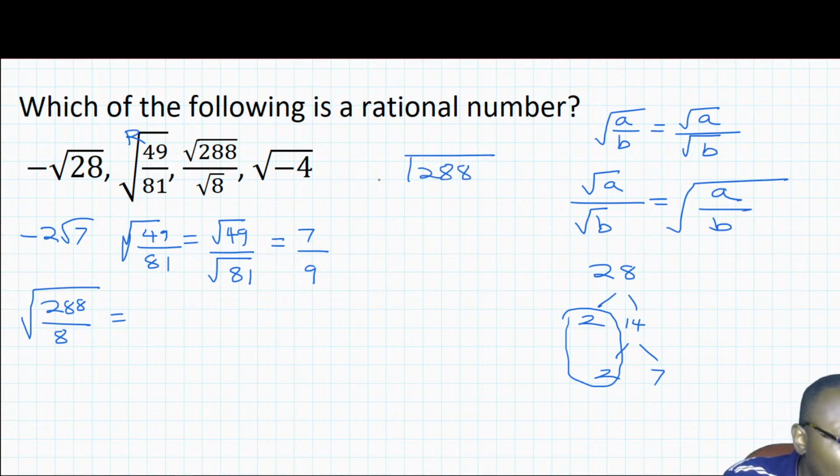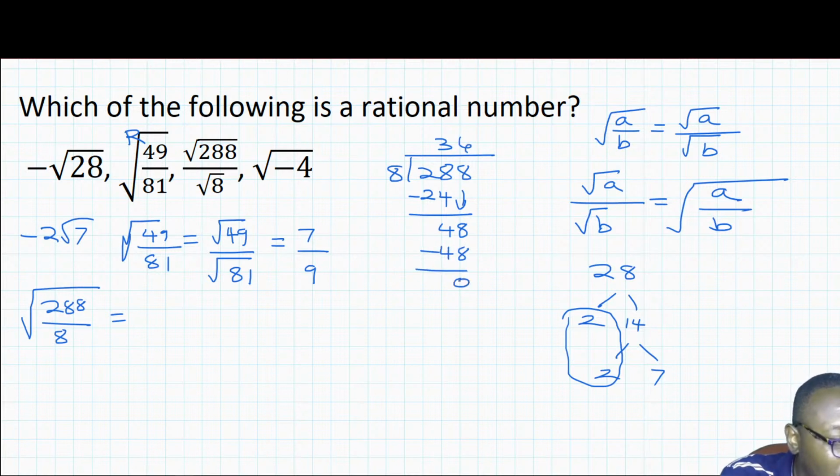288 divided by 8. 28 divided by 8, we have 3. 3 multiplied by 8, we have 24. Let's subtract. We have 4, bring down 8. So 48 divided by 8 is 6. 6 multiplied by 8 is 48. Let's subtract, we get a 0.